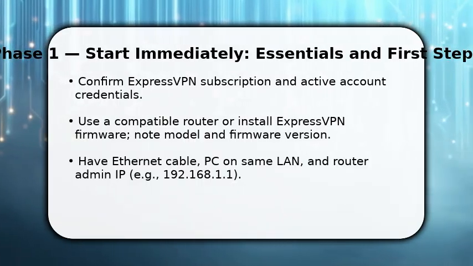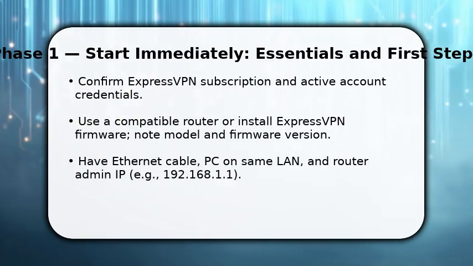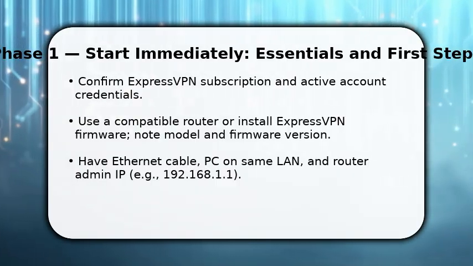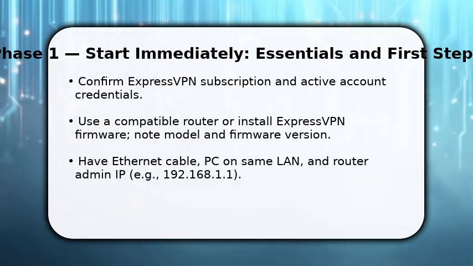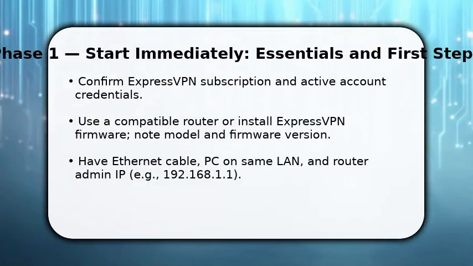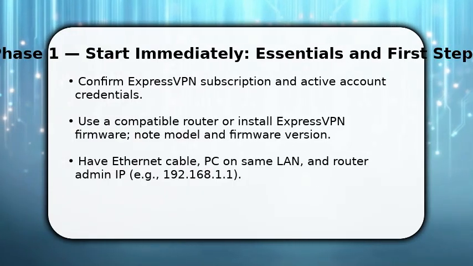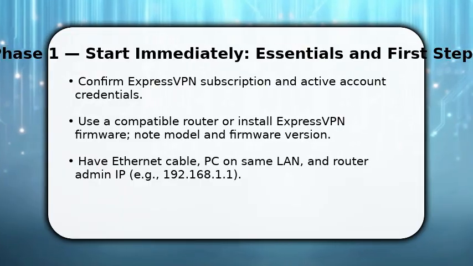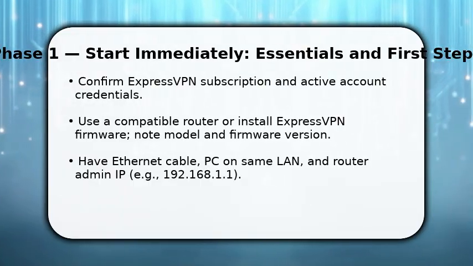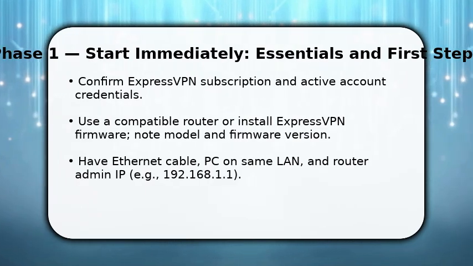Once done, connect a PC to the router with an Ethernet cable and open the router admin page at its IP address. Make sure the router supports third-party VPN or ExpressVPN firmware. If it does not, you must install the router-specific firmware first. Otherwise, you cannot complete the VPN tunnel on the device.